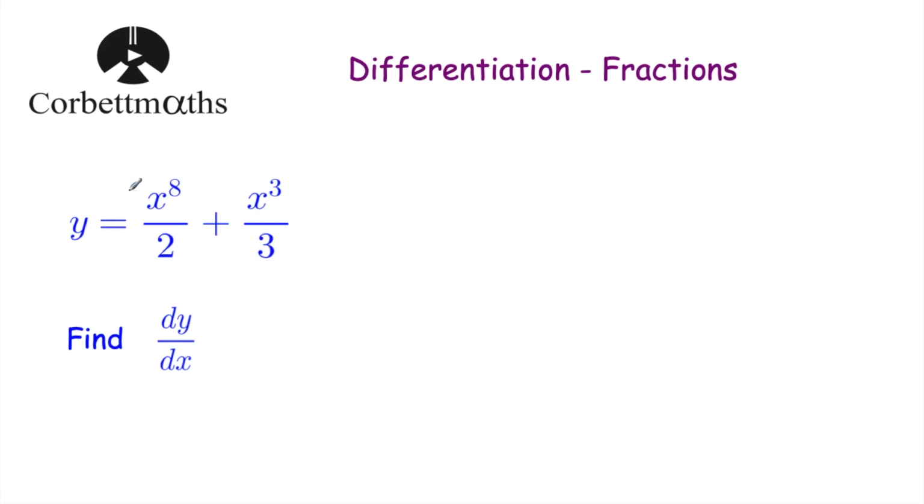Okay, so if we have a look at this, I'm going to just rearrange it slightly before we differentiate it. So I'm going to write y equals, and instead of writing x to the power of 8 over 2, that's the same as a half of x to the power of 8, because dividing by 2 is the same as multiplying by half. And then plus, instead of writing x to the power of 3 over 3, I'm going to write it as a third of x to the power of 3. And now we can differentiate this nicely.